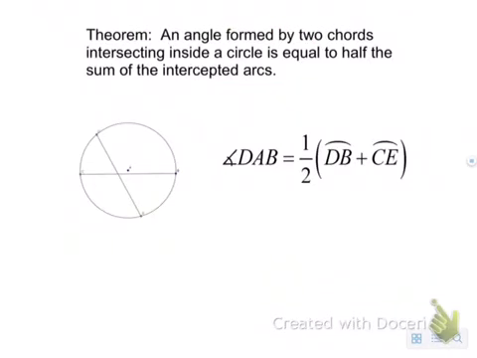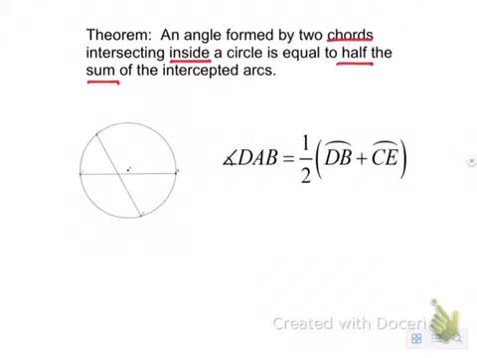Now let's go to the third flap. This is what we're going to be working on tomorrow in class. It says that an angle formed by two chords. Now remember, the chords are just segments that are inside a circle. Intersecting inside the circle, keyword is inside, is equal to half of the sum. Remember, sum tells you to add the intercepted arcs.